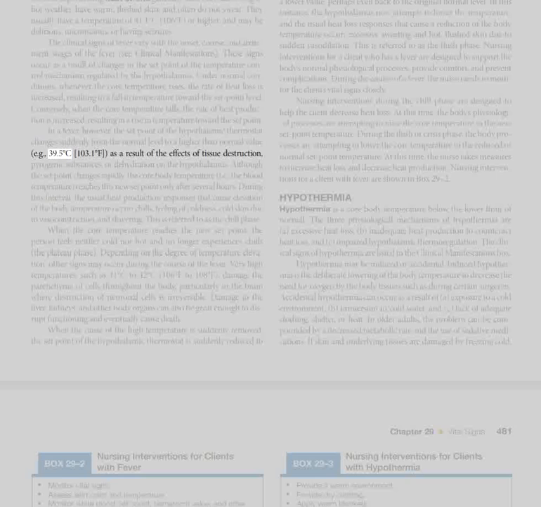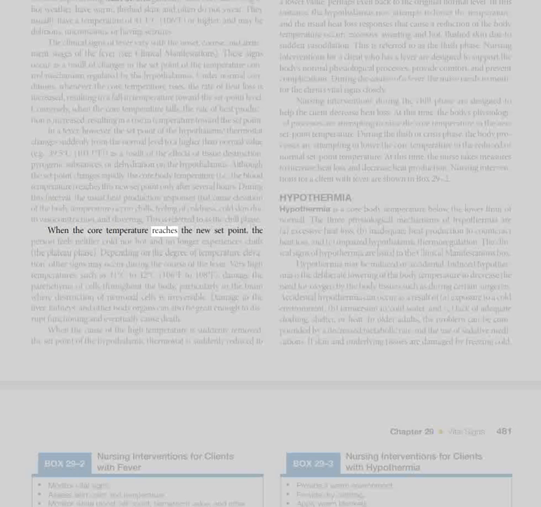For example, 39.5 degrees Celsius, 103.1 degrees Fahrenheit, as a result of the effects of tissue destruction, pyrogenic substances, or dehydration on the hypothalamus. Although the set point changes rapidly, the core body temperature, i.e., the blood temperature, reaches this new set point only after several hours. During this interval, the usual heat production responses that cause elevation of the body temperature occur: chills, feeling of coldness, cold skin due to vasoconstriction, and shivering. This is referred to as the chill phase.